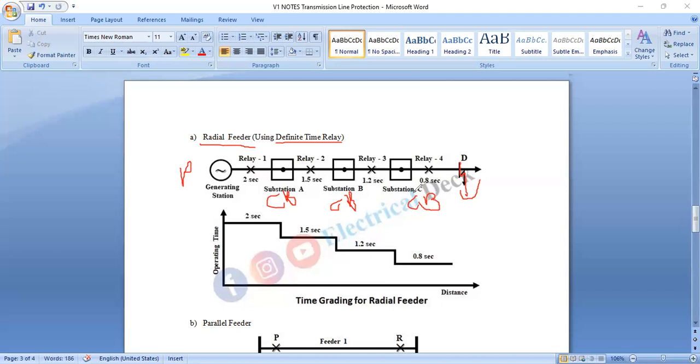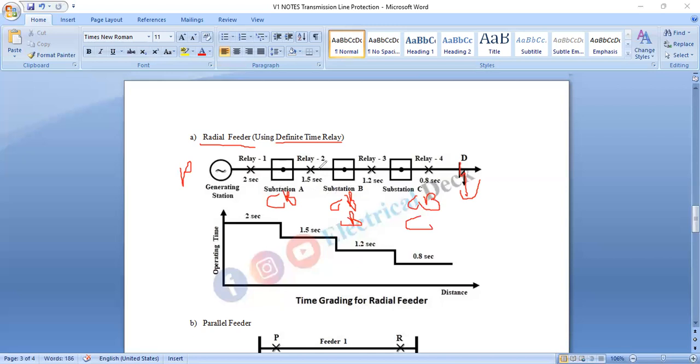In a similar way, suppose a fault occurs in the system at relay 4 in substation C, that means circuit breaker C fails to operate even after 0.8 second. Then R3 operates after 1.2 seconds, causing circuit breaker B to open. So it acts as a backup protection.